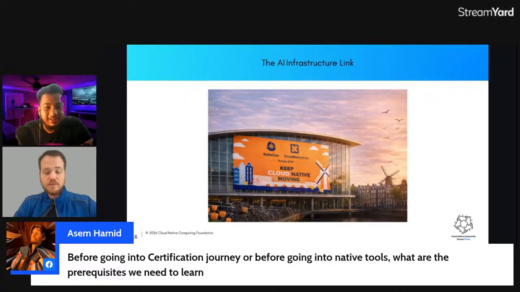Yeah. So also you can go to the CNCF landscape. There are so many tools and projects available. You can just start with the graduated projects like Kubernetes and others. Then for Kubernetes, you also need observability. So if you start with Kubernetes, start also adding some observability tool as well.